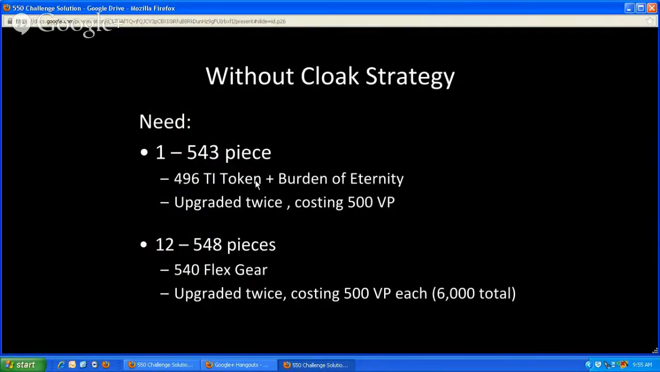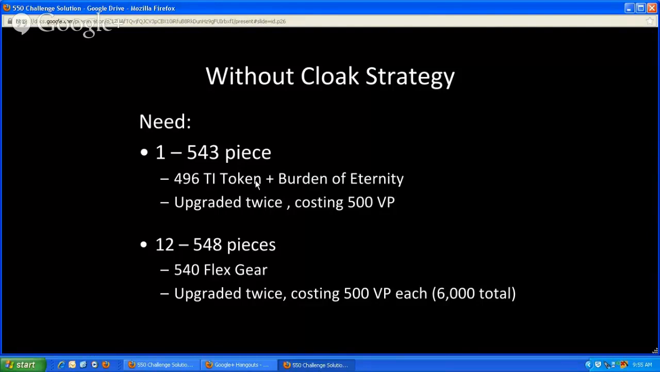A reminder, the 543 piece is basically taking a Timeless Isle token that gives you a 496 piece and then combining a Burden of Eternity with that. How that works is you have to click on the burden first, then click on the token, and it'll go ahead and give you a 543 piece. Again, that's all random, but that's not really what I'm looking at.